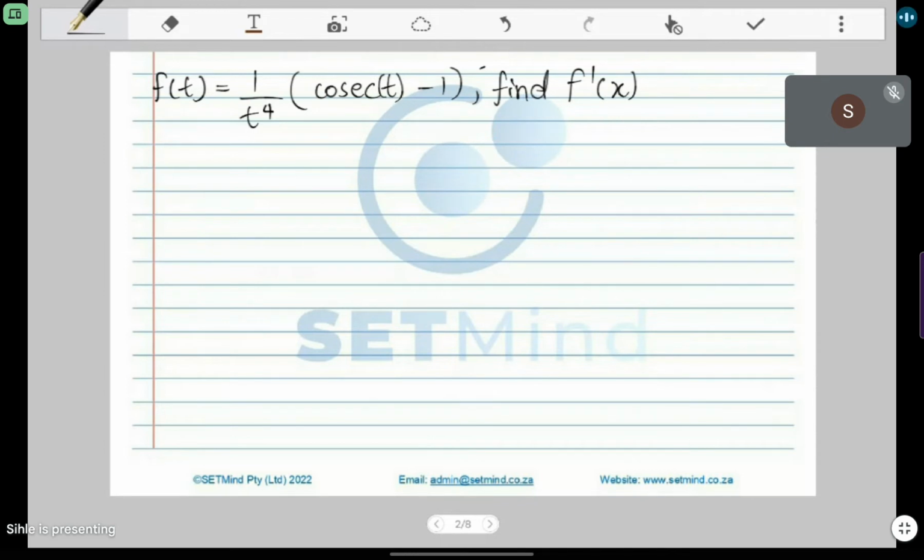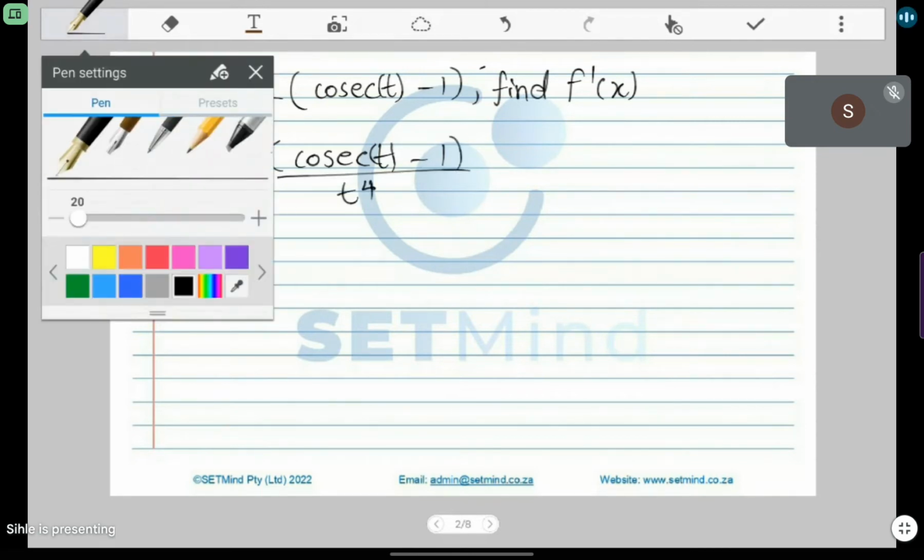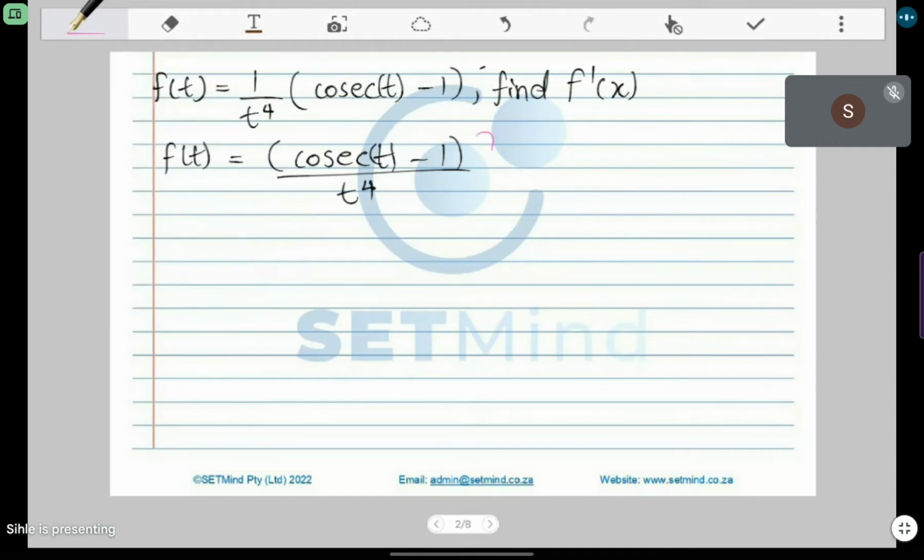Okay, cool. So let me quickly rewrite this. So more nicely, it looks like this. Cosec t minus 1 divided by t to the 4. So obviously we can see here that instead of having a product, we have some division here. So which means instead of using the product rule, we should use the quotient rule. Do you still remember that?